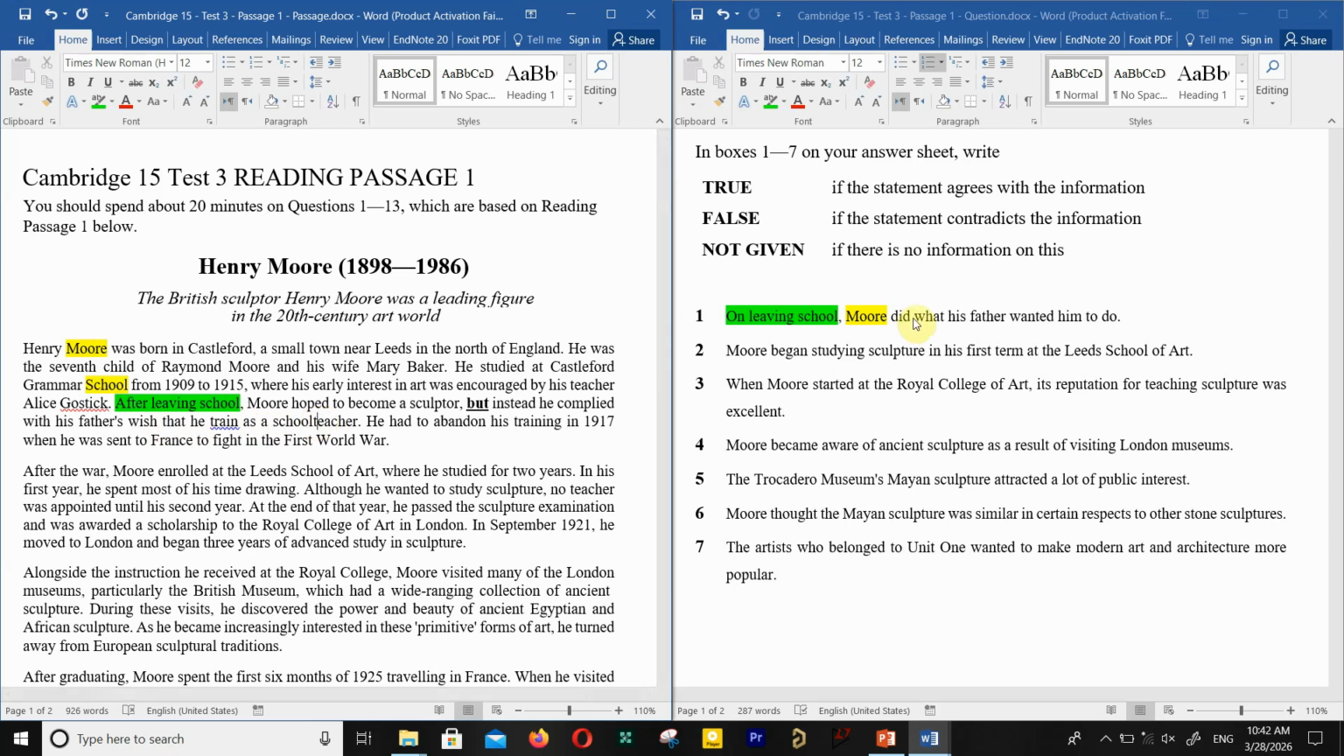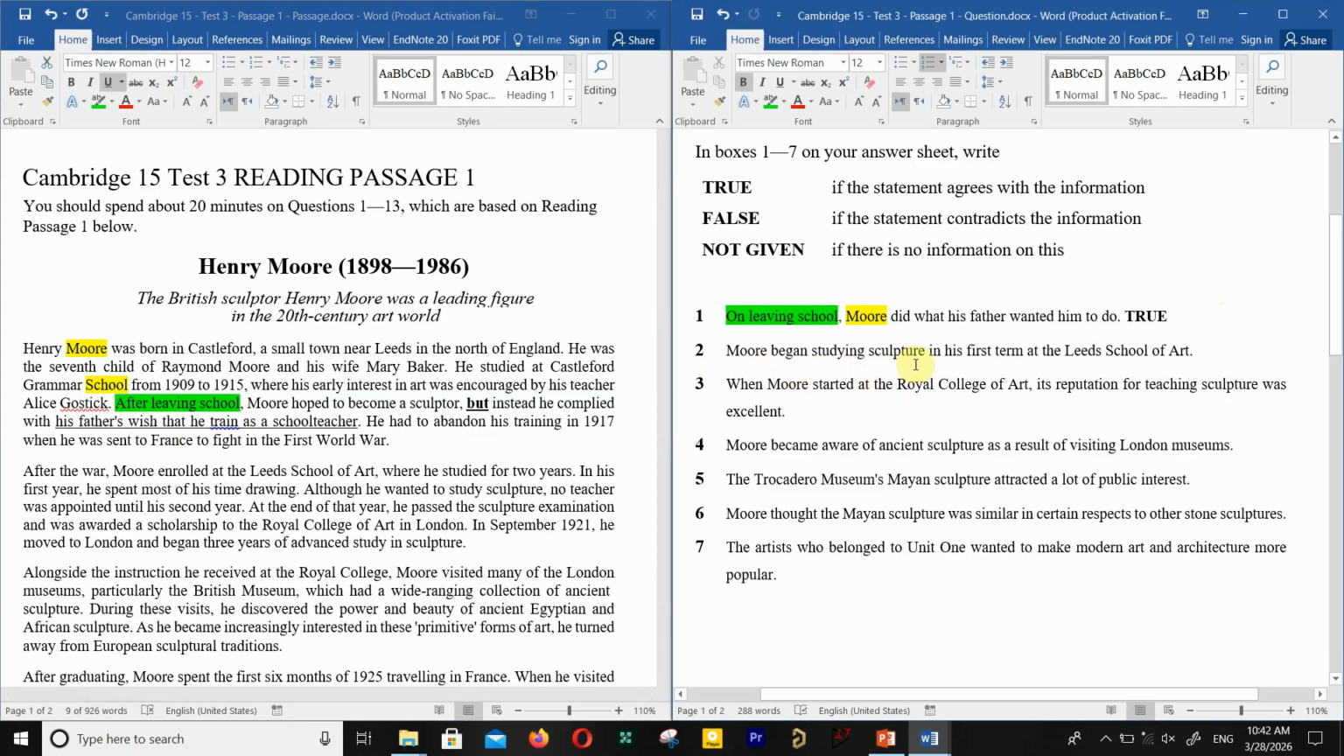So he did what his father wanted him to do, because instead he complied with his father's wish that he train as a school teacher. According to this sentence, question 1 is absolutely true. So now here is the next question.